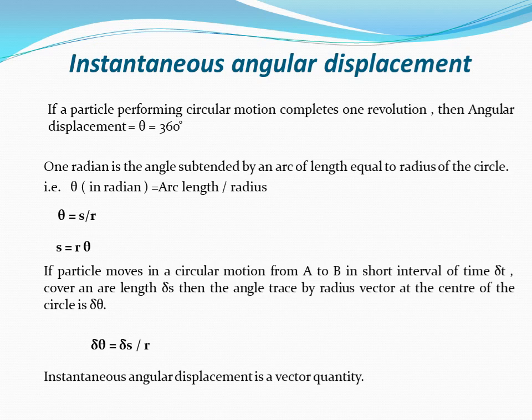Now if a particle moves in circular motion from A to B in a short interval of time delta t, it covers an arc length delta s. Then the angle traced by the radius vector at the center of the circle is delta theta, which is equal to delta s by r. And this represents the instantaneous angular displacement.